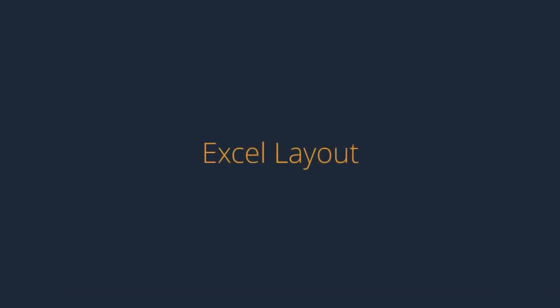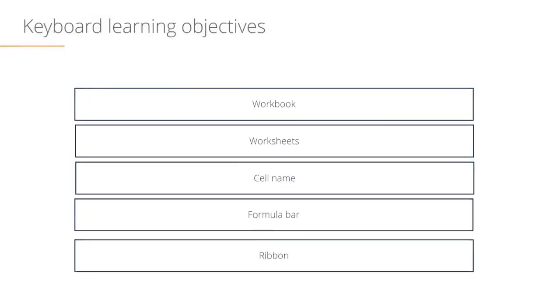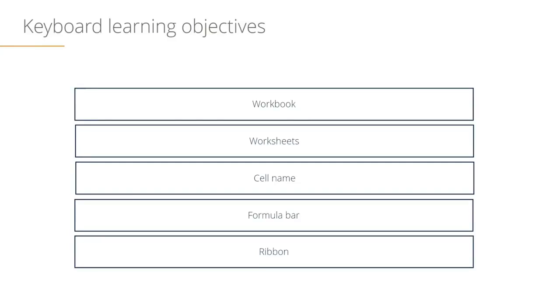Let's review Excel's layout. We're going to quickly talk about the difference between a workbook and a worksheet. We'll look at where cell names are contained, and later in the course we'll learn how to change cell names. Let's understand the formula bar and how to use it, as well as how it can help us find formulas. And then let's explore the ribbon and look at all the various functions contained within the ribbon.